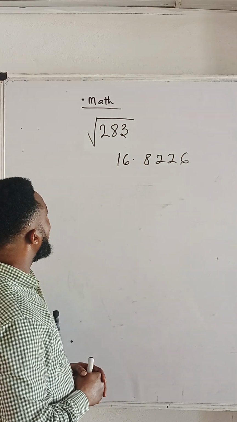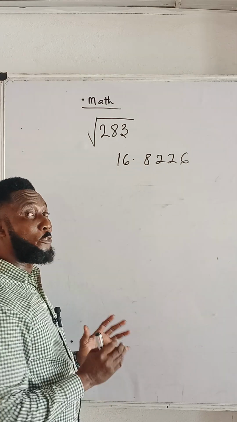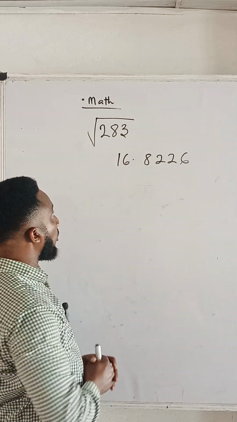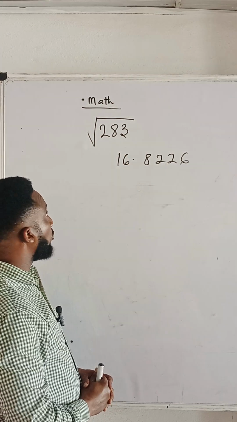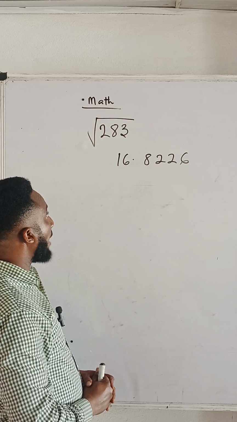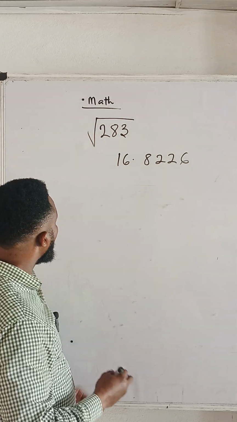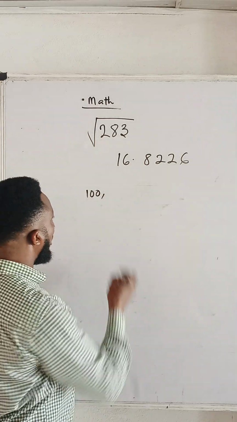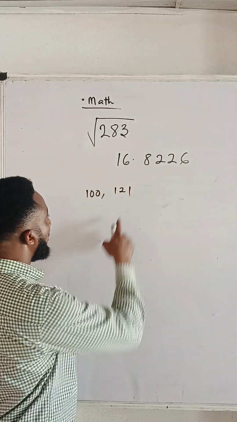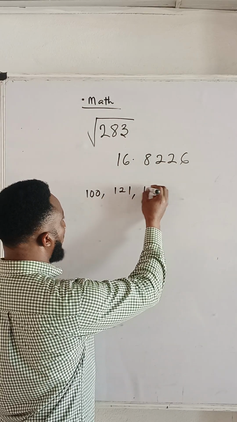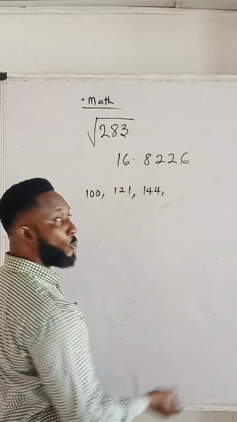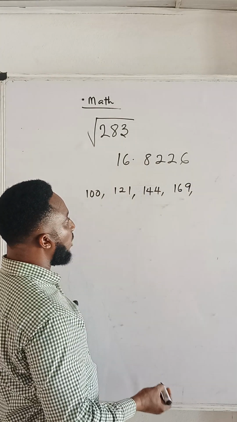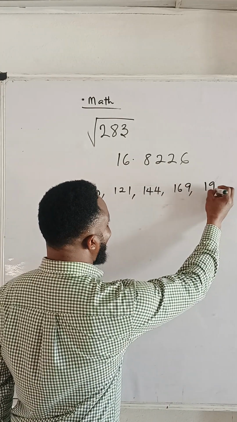What do I do? I will need to go and look for the square numbers that are closer or closest to 283. So I shall start from 10. The square of 10 is 100. The square of 11 is 121. The square of 12 is 144. The square of 13 is 169. The square of 14 is 196.